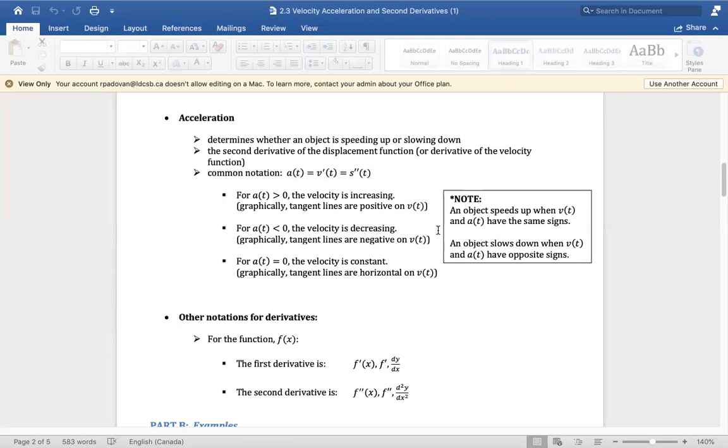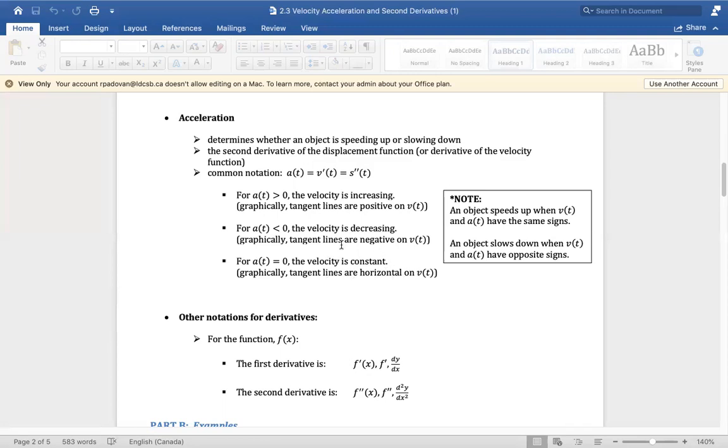So these go hand in hand. If the acceleration is greater than 0, the velocity is increasing. So therefore, if it's increasing, the tangent lines are positive, right? If the acceleration happens to be less than 0, the velocity, my speed, if you will, is decreasing, right? So then my tangent lines are negative. And if my acceleration is 0, it doesn't mean that I don't have speed. It means that my velocity, my movement, is constant. So I'm just going 50 down the road without speeding up or slowing down. I'm on cruise control, if you will, in the car. Your speed is constant. And then your tangent lines will be horizontal.